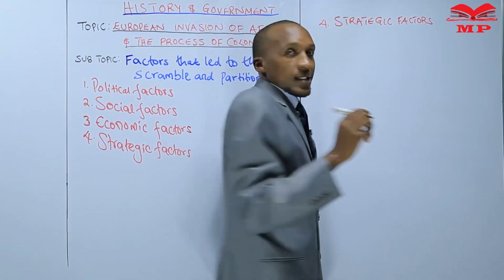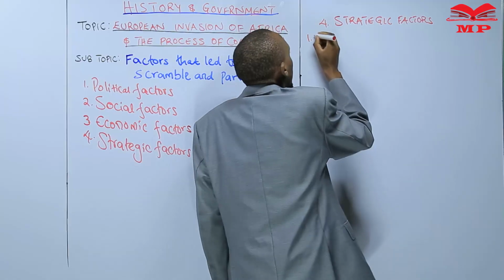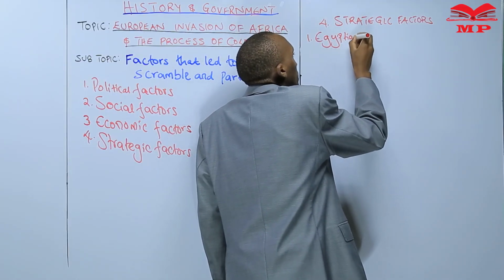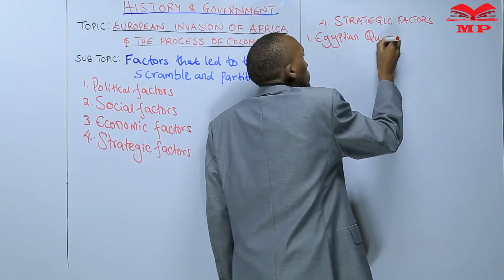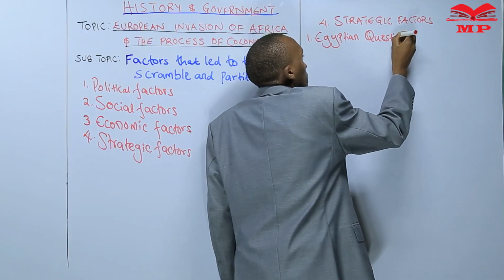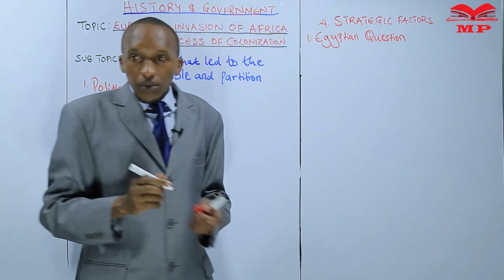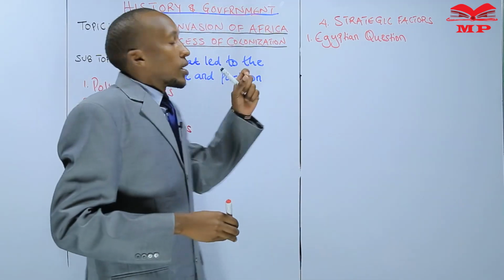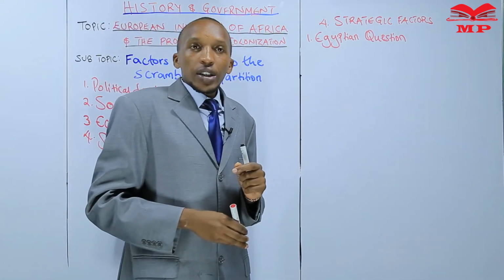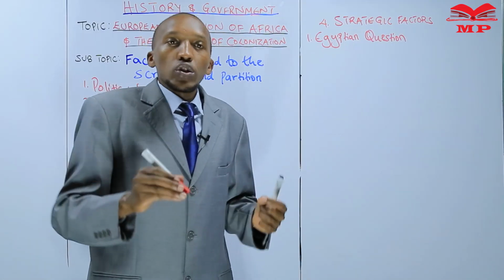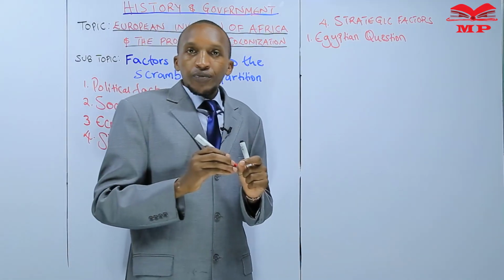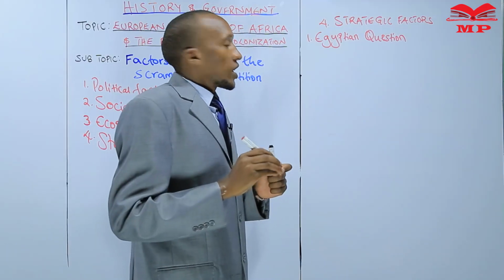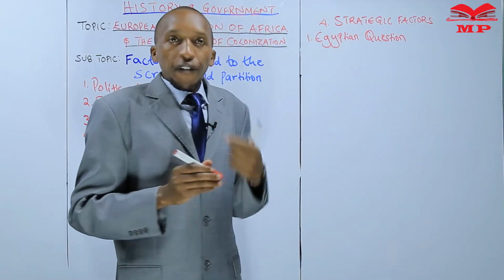So the first strategic factor is the Egyptian question. If you can check, my dear learner, in your atlases, I want you to locate the nation of Egypt. Where is it in your atlas? It is at the Horn of Africa.